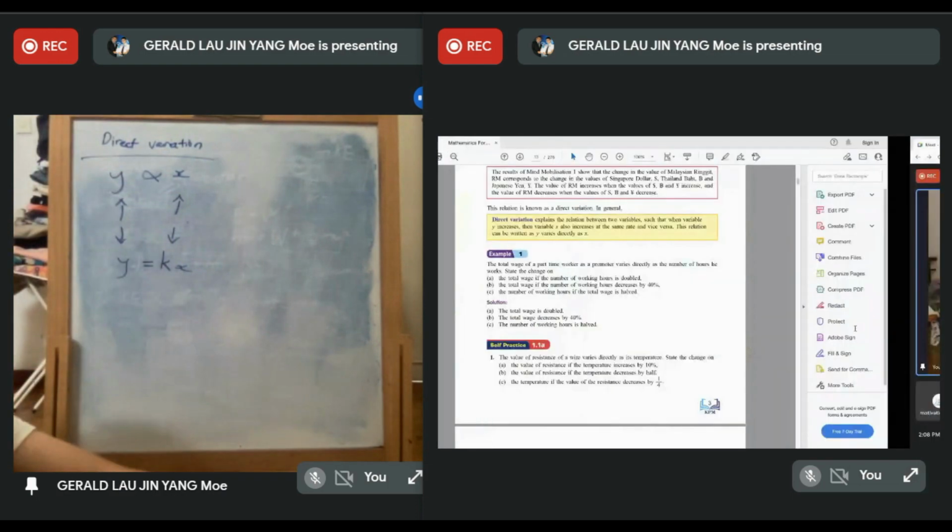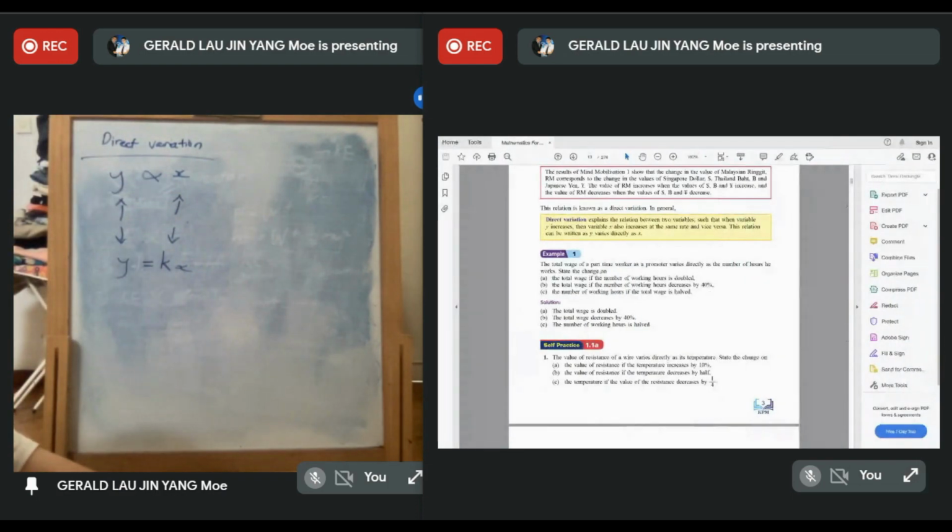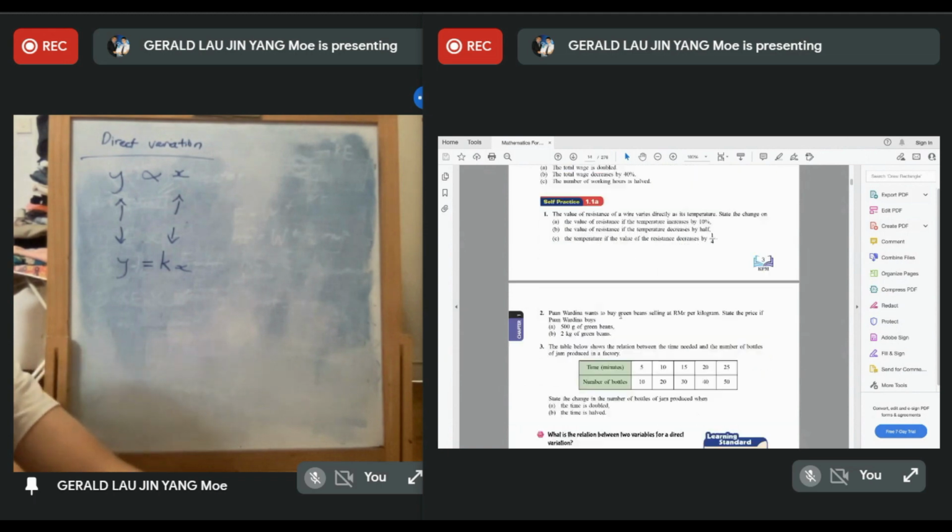So you look at the textbook. Now, state the change on the total wage if the number of working hours is doubled. That means the wage is also doubled, because it varies directly. So if one decreases, the other also decreases. If the total wage is halved, the number of working hours is also halved.